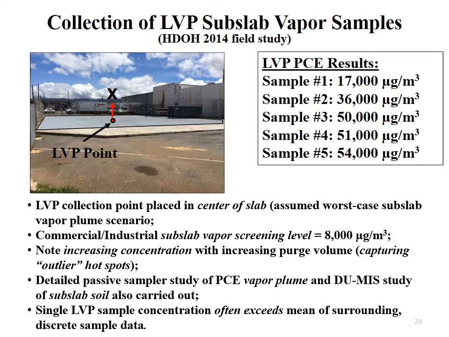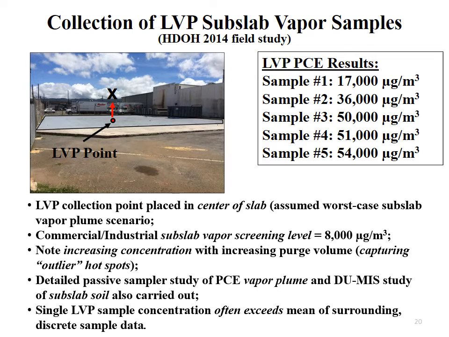The interesting part here is that intuitively, if you're used to the discrete sampling method we've been using in the environmental industry for years, you think, well, the more I purge, I'm going to start diluting out the vapors. The opposite is actually true. We see the same thing in soil. You look at the results here from our LVP for PCE. Sample number 1, 17,000 micrograms per cubic meter. Our screening level for commercial industrial buildings is 8,000. So that's obviously a problem. Sample 2, 36,000. Sample 3, 50,000. Sample 4, 51,000. Sample 5, 54,000 micrograms per cubic meter.